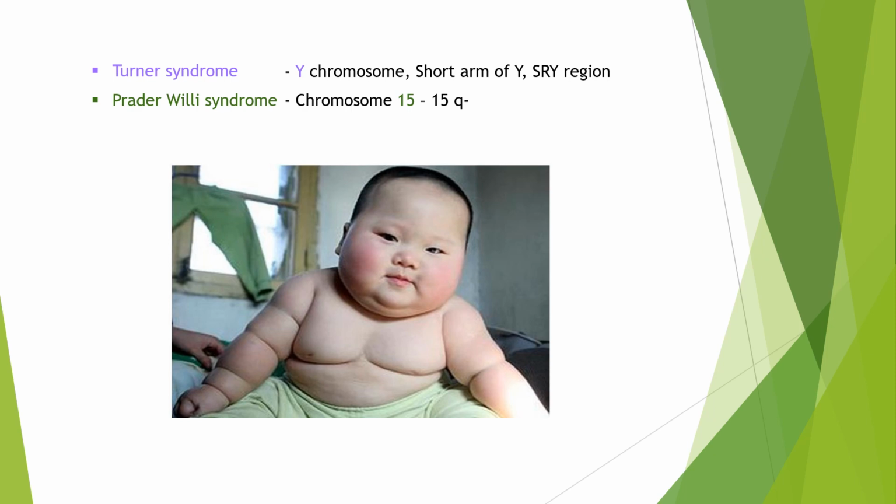Next is Prader-Willi syndrome. The long arm of chromosome number 15 shows deletion. Due to the deletion of this particular chromosome region, infants have a problem with sucking. They show a sucking reflex problem, and due to that they cannot feed regularly. We externally provide food, and overeating causes obesity in these particular kids. In extreme cases, these kids also die.